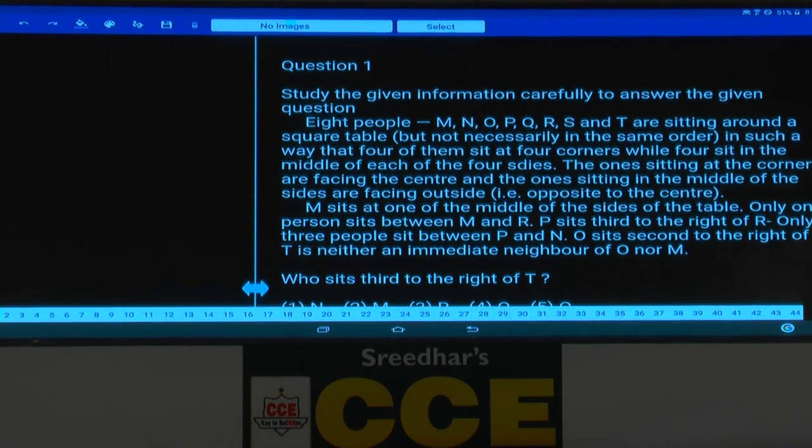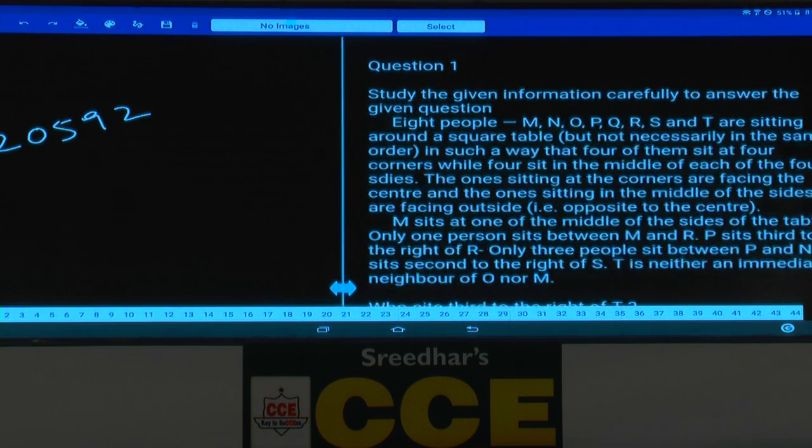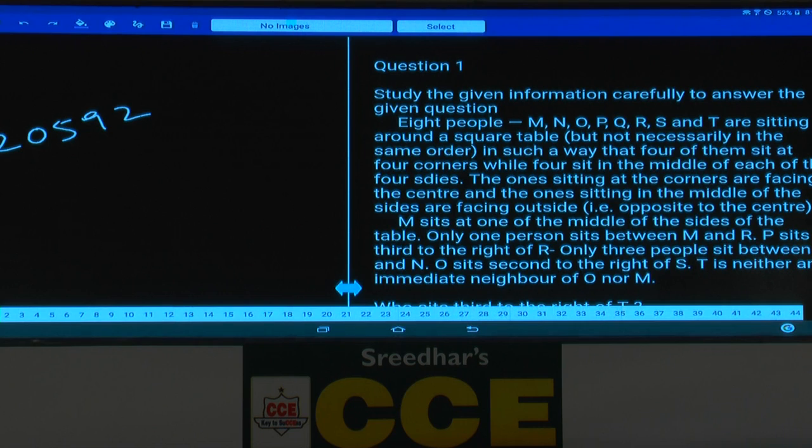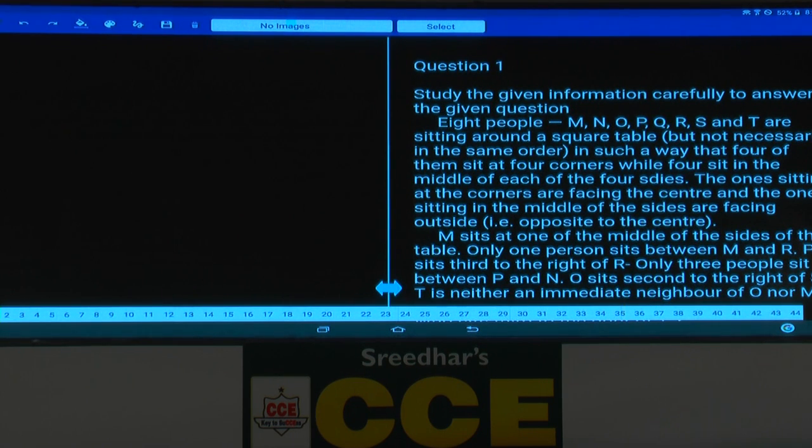That's paper number 20592. Now in this one, question numbers 1 to 5, all these questions are based on square arrangement. 5 questions given on the square arrangement. How many persons are there?